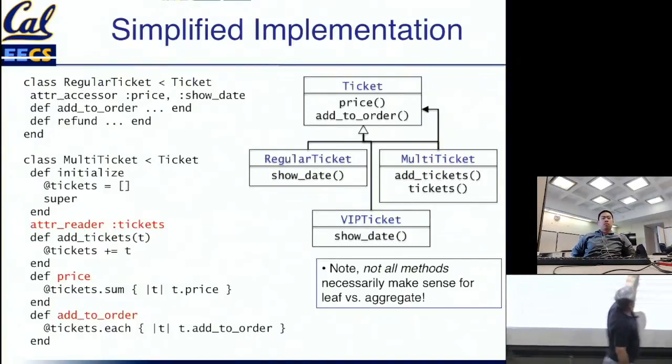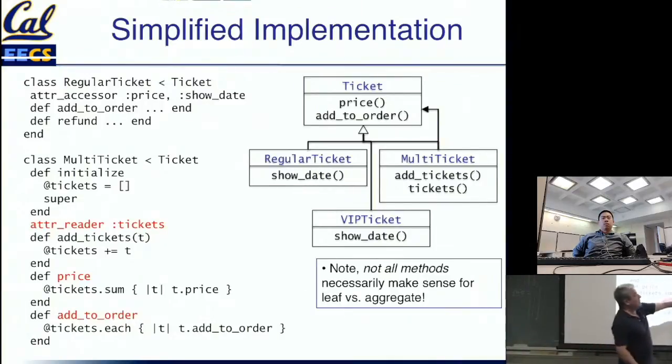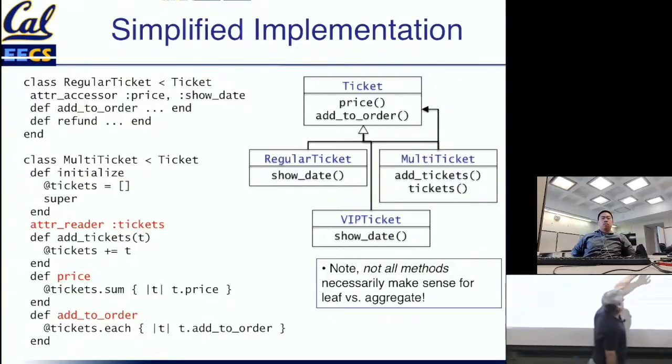Same thing with a VIP ticket. And then a subscription or multi-ticket, or whatever we want to call it, has other methods like which tickets are included in you, or add other tickets so that there are more tickets included in you. Those are things that don't make sense except on the collection. And that's kind of the key for the composite pattern, right? You're separating out things that make sense for both the individual item and the collection, and things that only make sense on individual items, and things that maybe only make sense on collections.